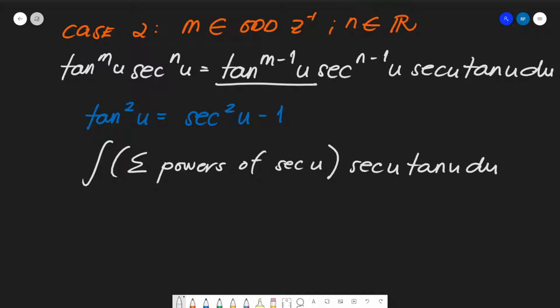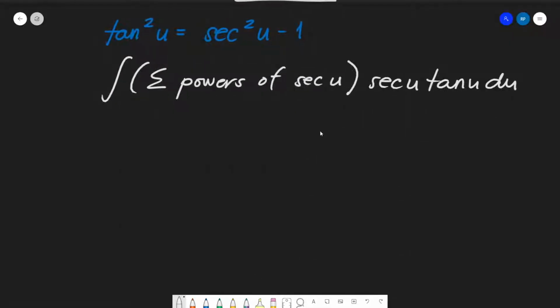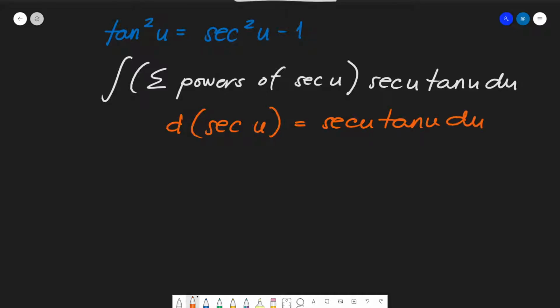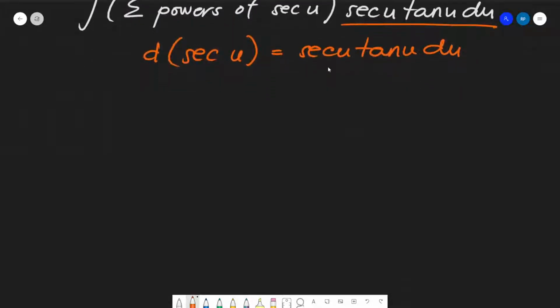So, bakit kaya secant u tangent u du yung nilabas natin? Remember, yung mga summations natin is secant u. Kapag kinuha natin yung derivative ng secant u, or yung differential, we will have secant u tangent u du. Yun yung idea behind. Kasi nga, ang goal natin is u raised to n du.